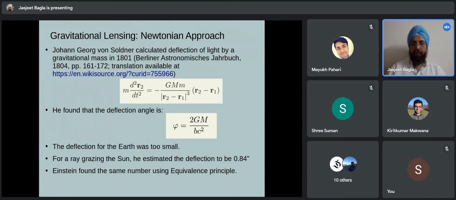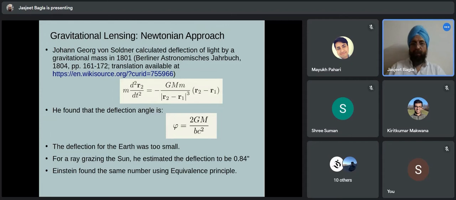His original interest had been to see if one can observe deflection because of Earth's gravity, but that turned out to be too small. Next, he calculated for a ray grazing the sun, and he estimated the deflection to be 0.84 arcseconds. About two centuries later, Einstein found the same number using the equivalence principle.